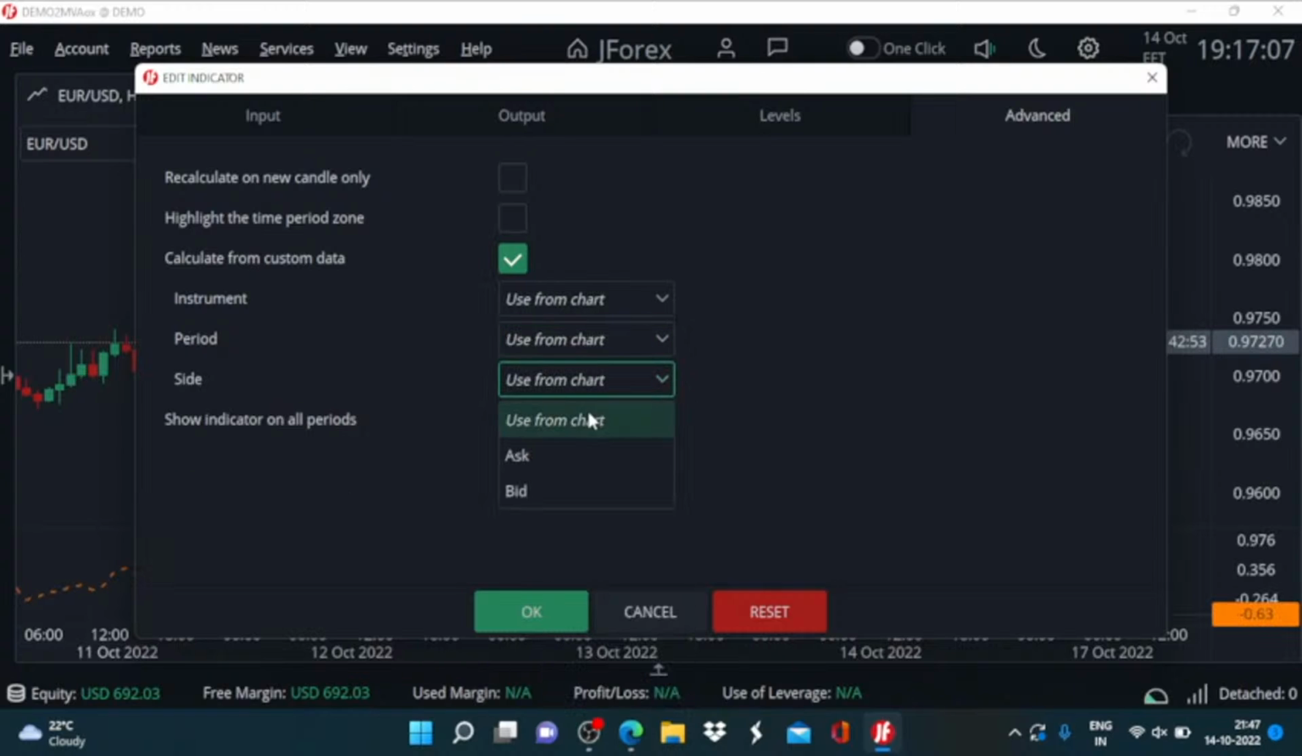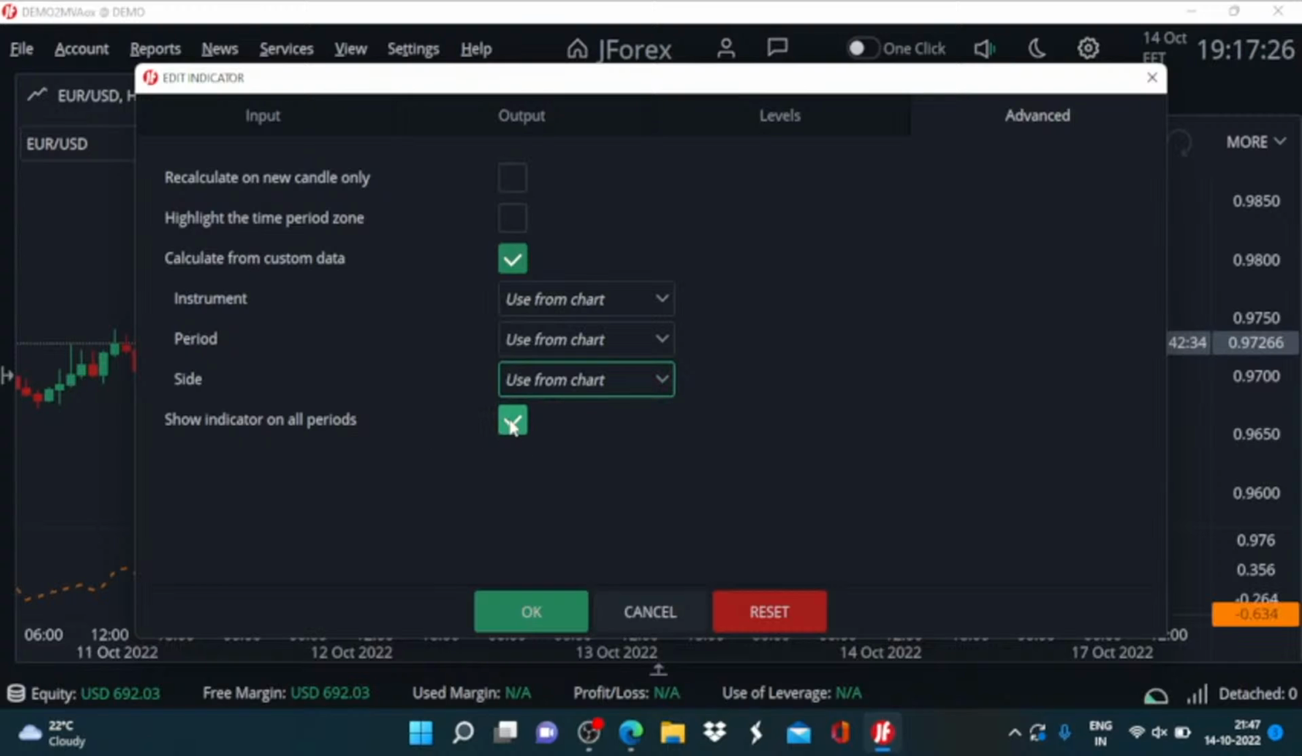The spread side can be used from the chart, or it can be ask or bid. So you have to see there is going to be slight difference in the output depending on what kind of applied side you're using, the ask and the bid.